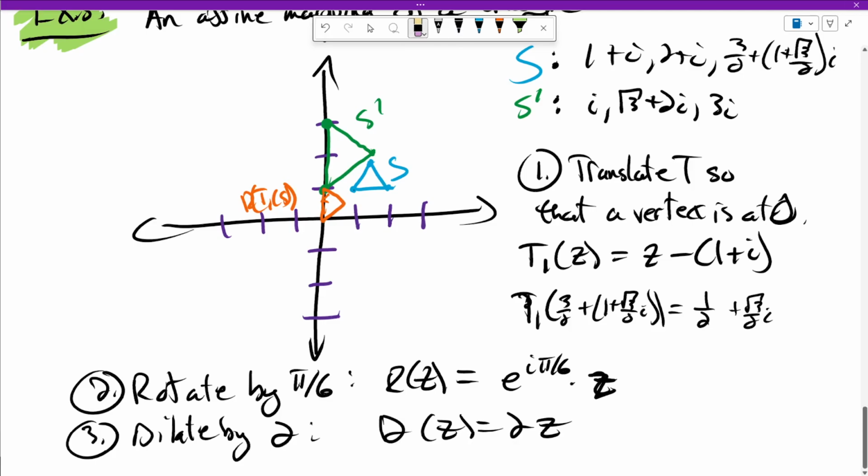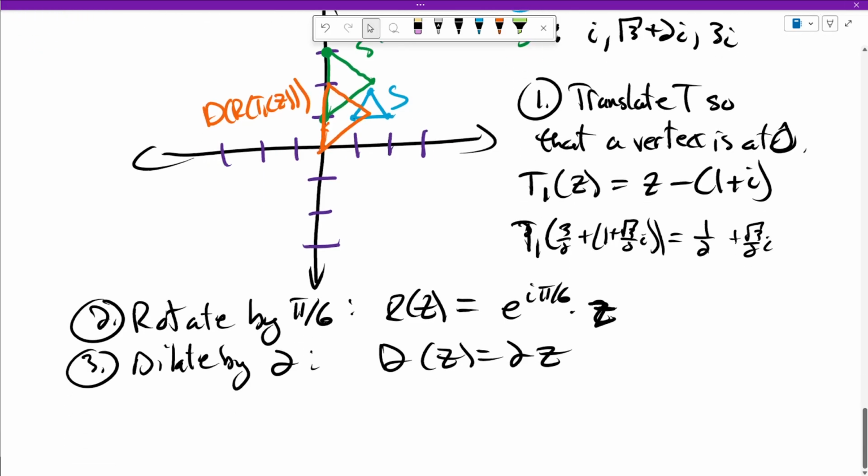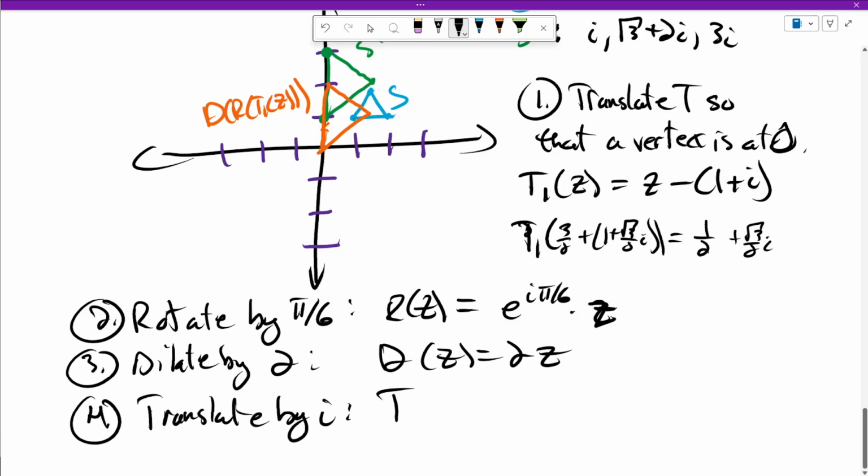Okay, so if we dilate by 2, that is going to stretch everything out by 2. So this is d of r of t1 of z. And then lastly, we need to translate everything up by i so that it aligns. Translate by i. So this is our second translation. We're going to do z plus i.